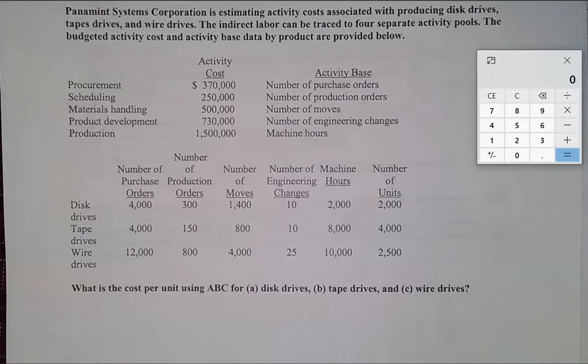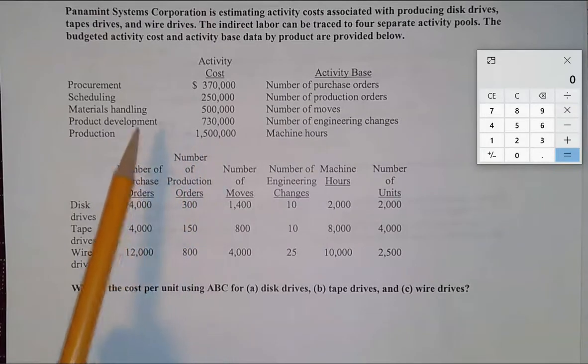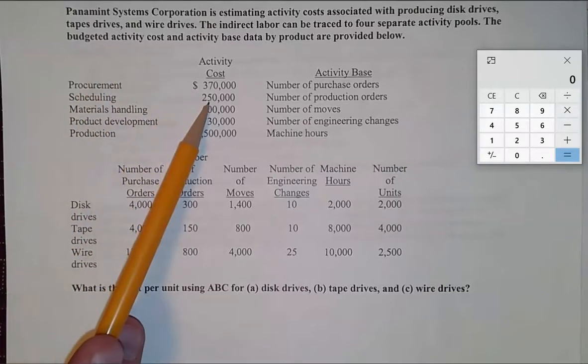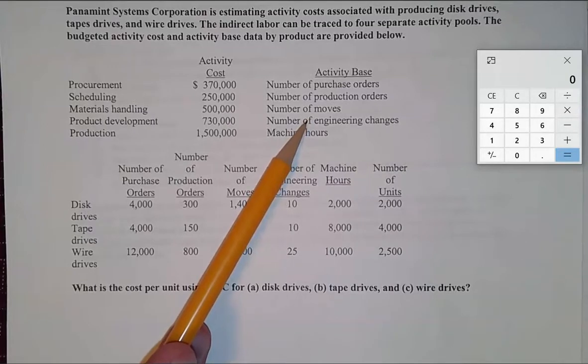Okay, so in the previous video, we saw this exact same scenario for a company called Panamint Systems Corporation. However, in the other question that we worked through, we were asked a different question. Okay, so we have some facts here related to our activity cost pools, our estimated activity cost, and our activity base / cost driver.